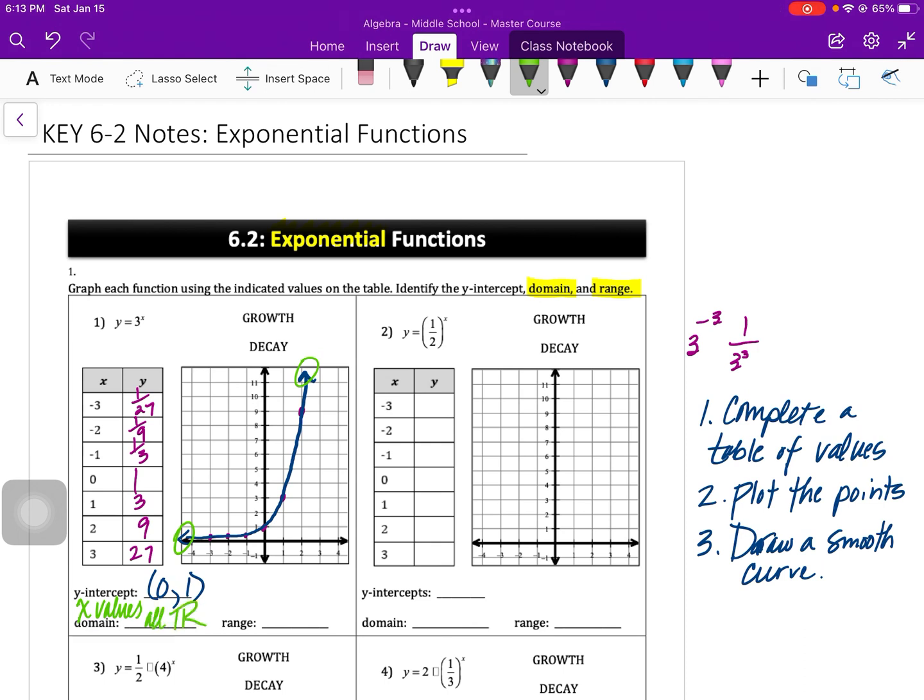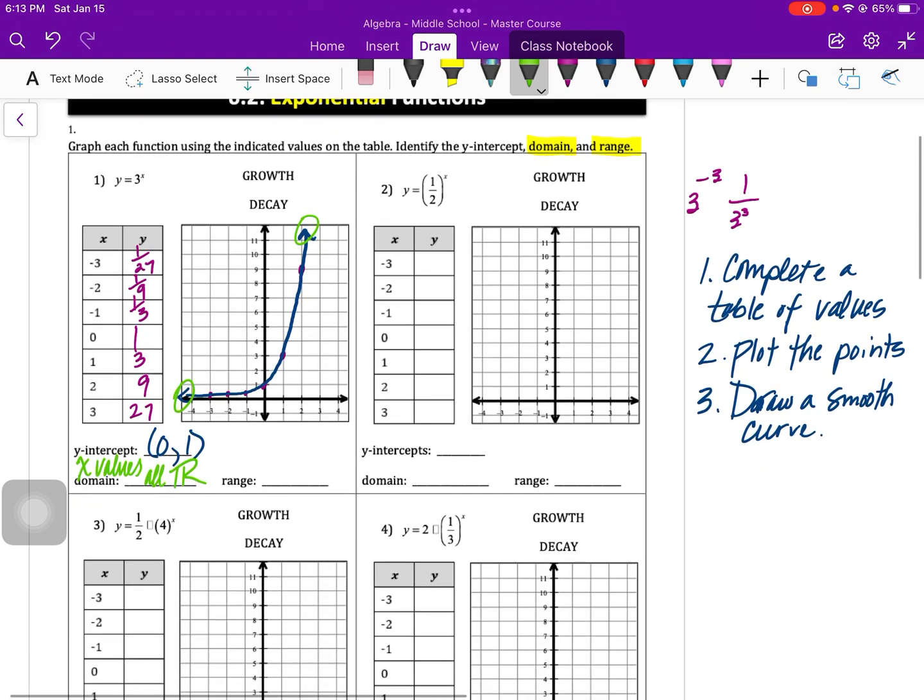Usually we write that as a capital R with that double line. You'll see as we go through. Capital R just means all real numbers. In fact, I'll kind of redo that for you. So here's all real. And when we talk about range, range is our y values. Okay, y values are top to bottom.